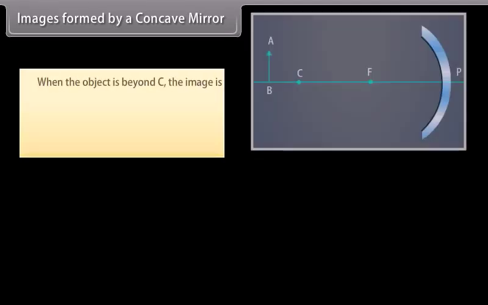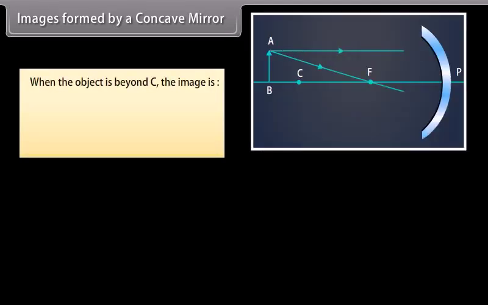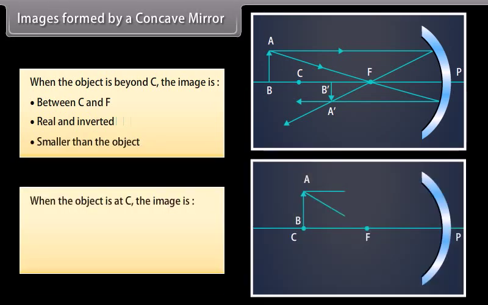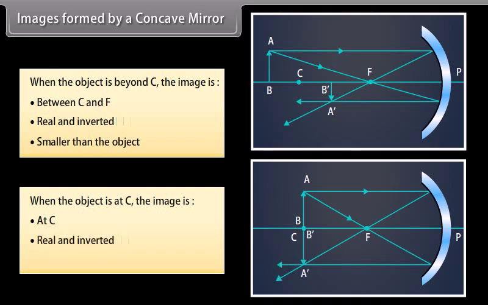Images formed by a concave mirror. When the object is beyond C, the image is between C and F, real and inverted, smaller than the object. When the object is at C, the image is at C, real and inverted, same in height as the object.